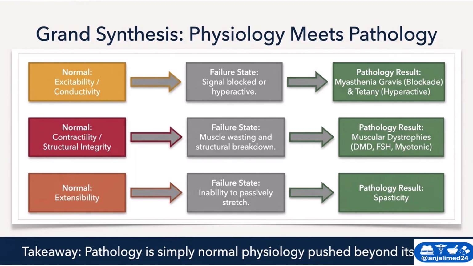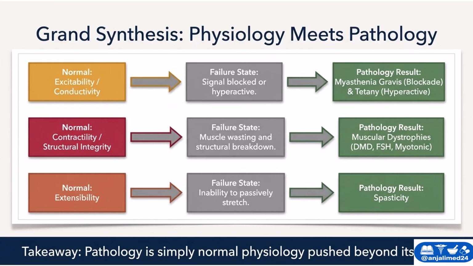Now let's connect everything together. This slide shows how normal muscle physiology transforms into disease when one specific property fails. First, normal excitability and conductivity allow proper electrical signal transmission, but when signaling becomes blocked or excessively active, pathologies develop. Blocked transmission leads to myasthenia gravis, while hyperactive signaling causes tetany.